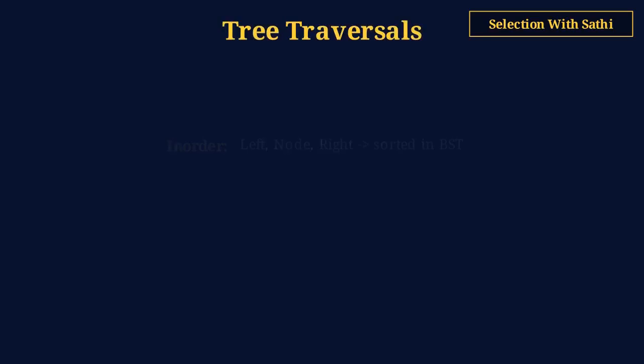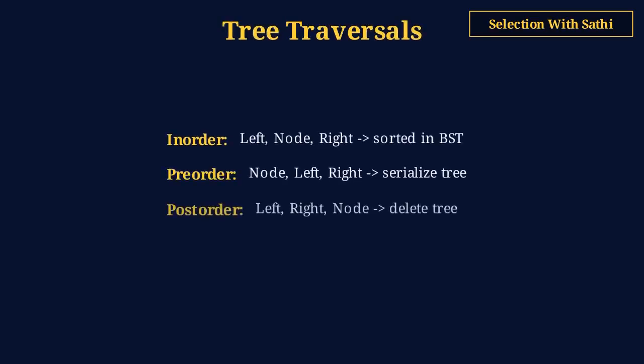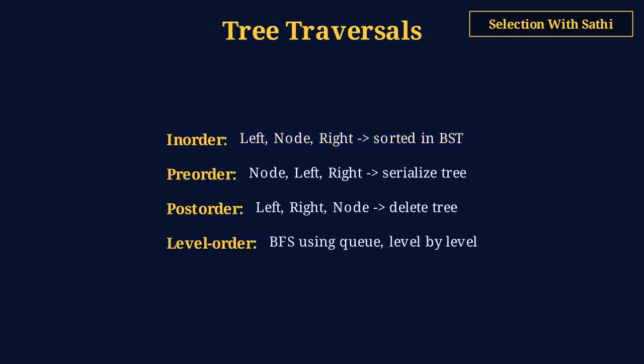There are 4 standard tree traversals. Inorder visits left, then node, then right. For a BST, this gives sorted order. Preorder visits node, then left, then right. Used to copy or serialize a tree. Postorder visits left, right, then node. Used to delete a tree bottom-up. Level order uses a queue to visit nodes level by level, which is BFS.